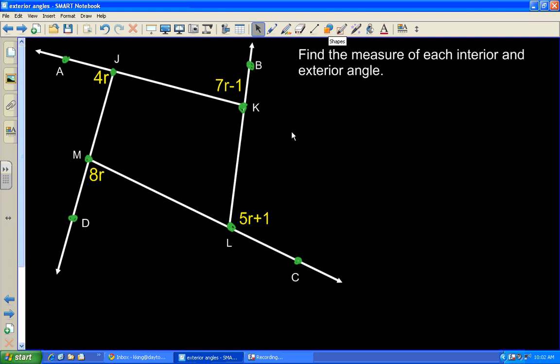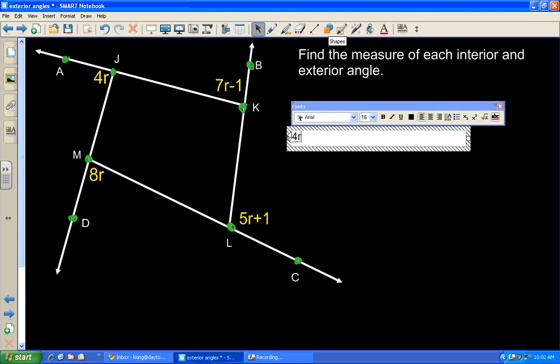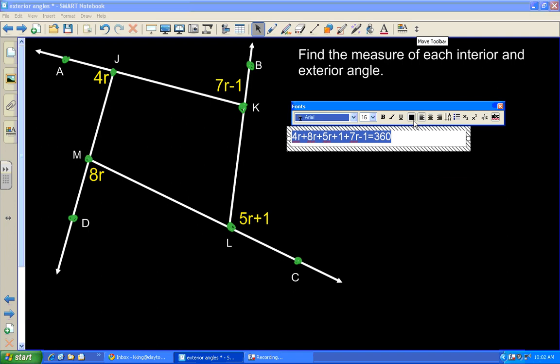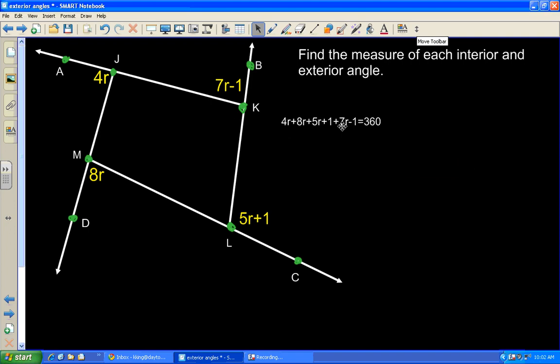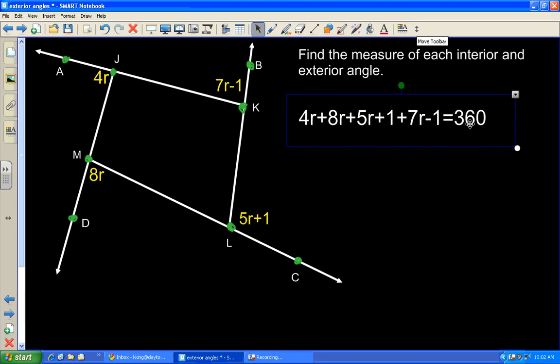So I'm going to add these up. So I have 4r plus 8r plus 5r minus 1 plus 7r minus 1. That is all equal to 360. Okay, so there's my setup of this problem, the first part of it.